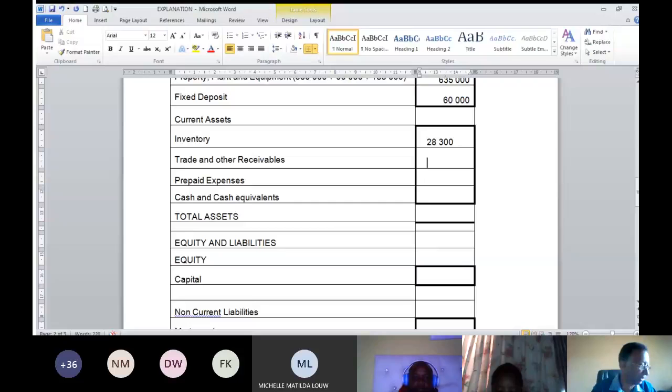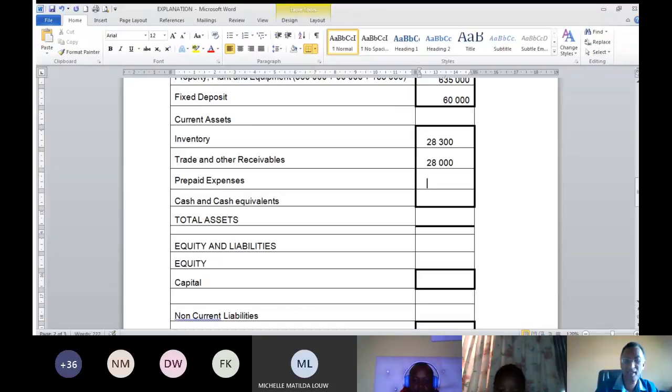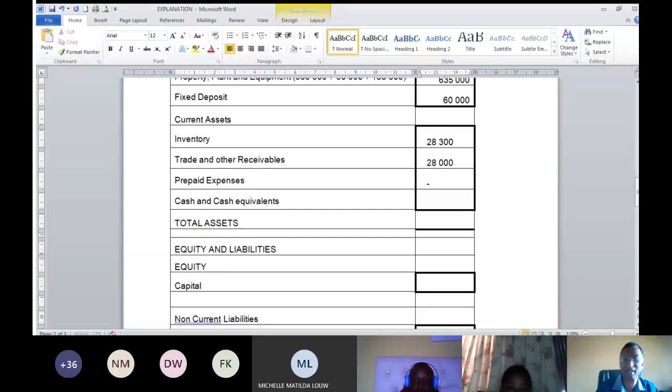Trade and other receivables in this example consist only of my trade debtors, my trade receivables, and that amounted there to 28,000 Rand. In this exercise, there's no prepaid expenses. Remember, we will only discuss that in our next lecture.